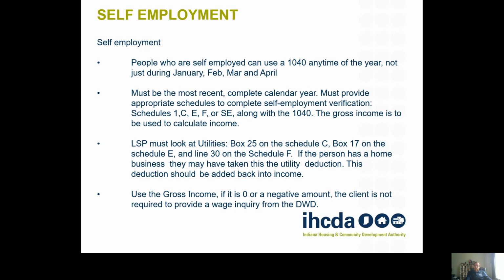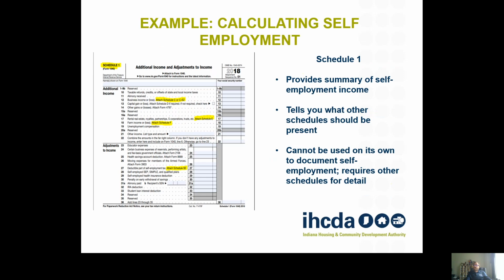And we are going to use the gross income. If that gross income is 0 or if it's a negative amount, then the client is not required to provide a wage inquiry from the DWD. So here is an example based on the 2018 taxes. Schedule 1 provides a summary of all of the person's self-employment income. Schedule 1 by itself does not give you what you need, but what it does is it tells you, through the information that's on it, what other schedules should be present.